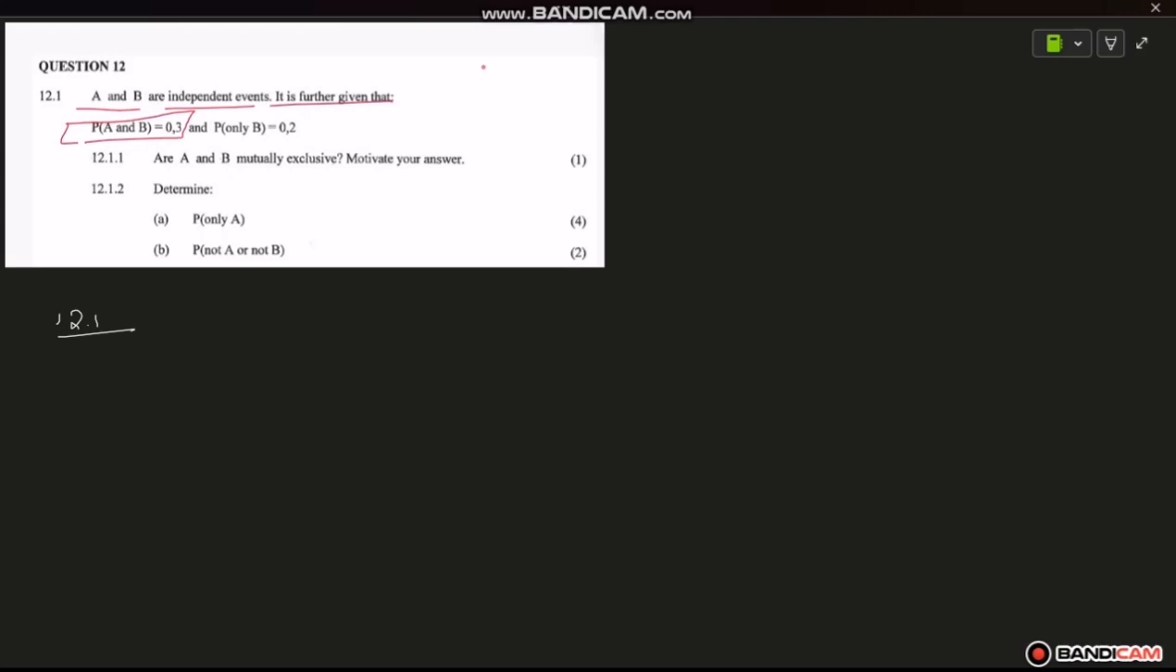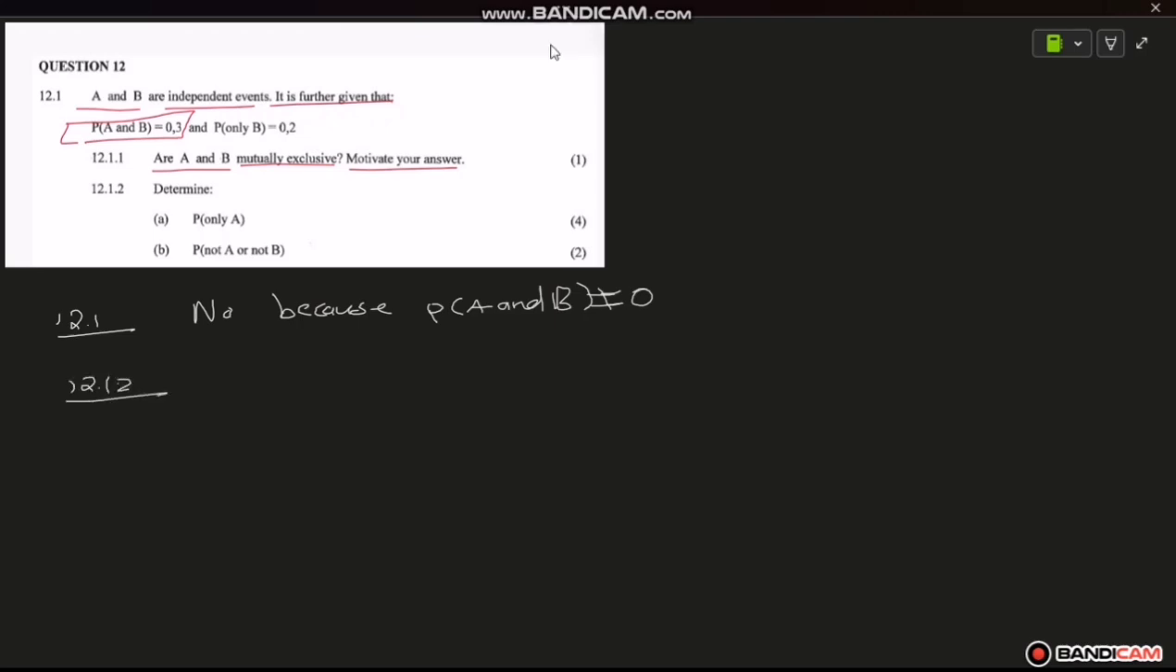But this is how you're going to write it. They're asking, are A and B mutually exclusive? Justify, motivate your answer. You're going to say no. And I think you actually have the understanding of why I am saying no. No, because the probability of A and B, or the intersection, is not equal to 0. So that's your answer.